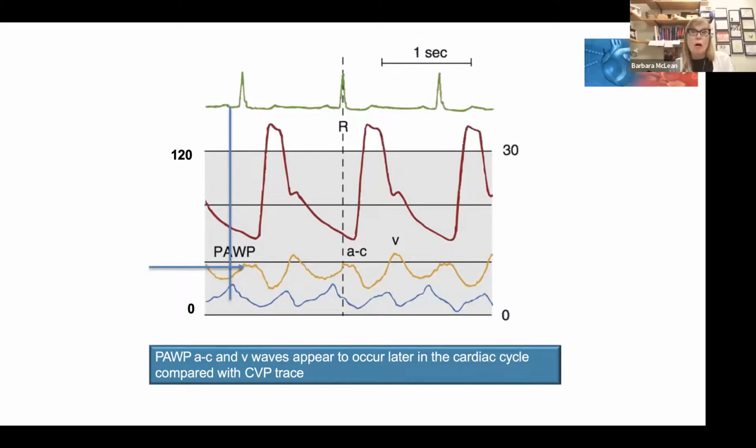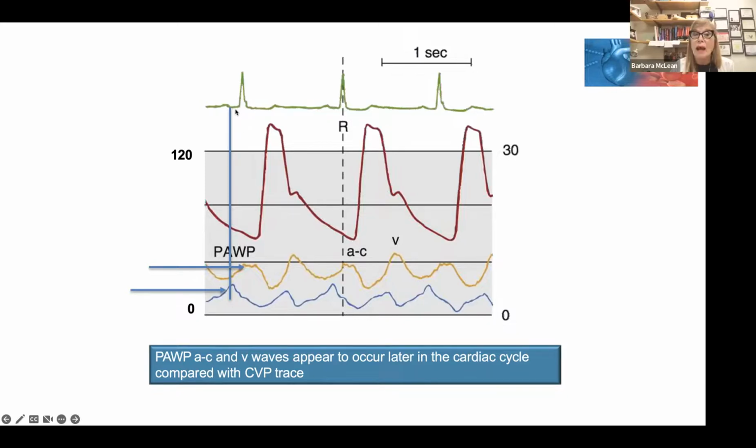Wedge pressure, because it takes a little time for that to be reflected backwards all the way from my left atria to my pulmonary vein, to my pulmonary venule, to my pulmonary capillaries, to the distal tip of my PA catheter with the balloon inflated. And so you're going to see the A wave much sooner on CVP in direct correlation and a little bit delayed on wedge, but you're going to use the same basic dynamic here.